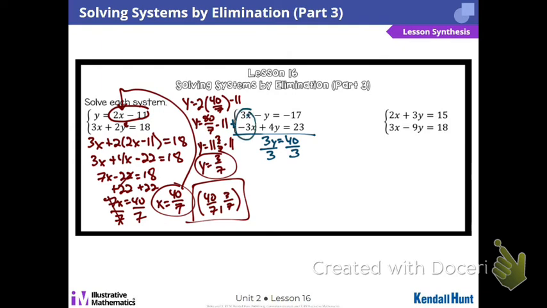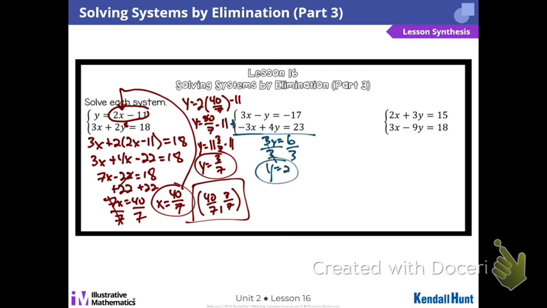3x minus 3x, gone. Negative y, positive 4y, 3y. Oh, that's a negative 17. I done messed up. 3y doesn't equal 40. Oh, yeah, there we go. It's 6. That's much nicer to mess with.